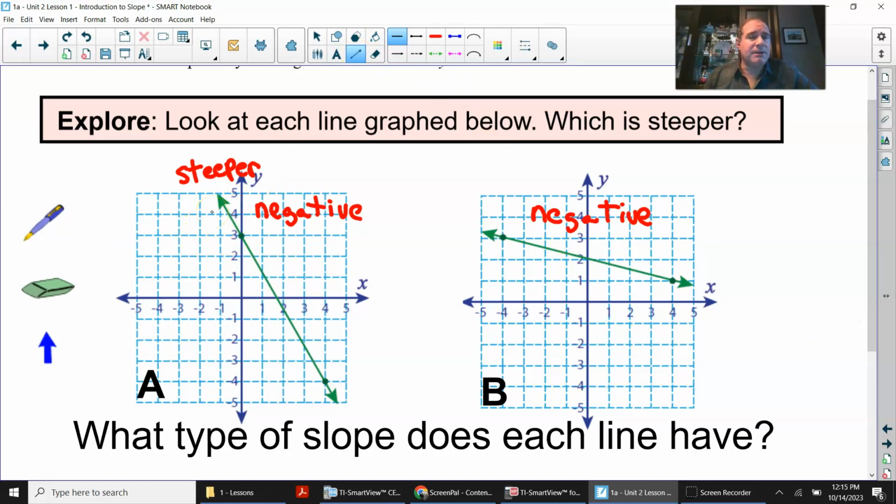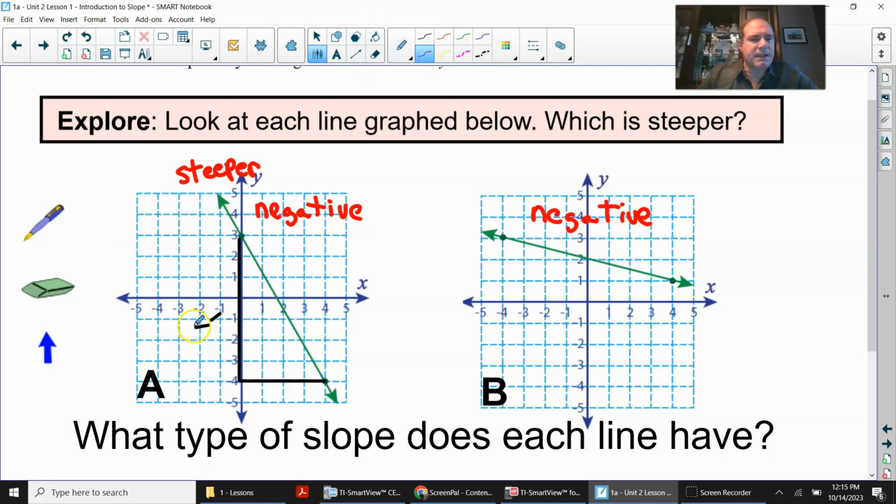If at any time you want to try it on your own, just pause the video, try it on your own, and then come back and press play and see if you got it right. So I'm just going to make my triangle. It's going down and then to the right. So going down, I'm going to count 1, 2, 3, 4, 5, 6, 7. That is a negative 7.